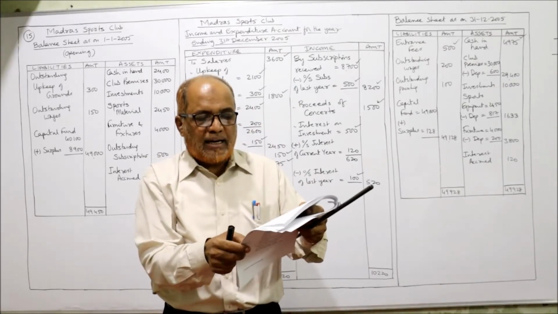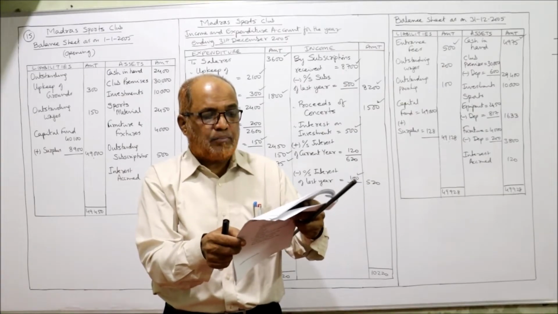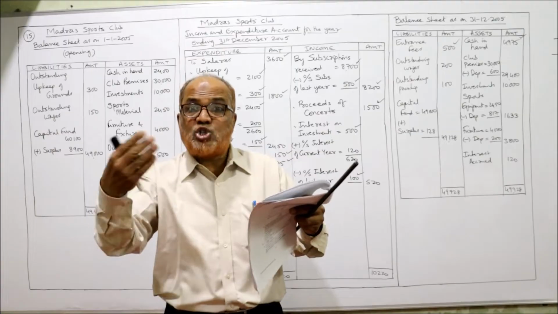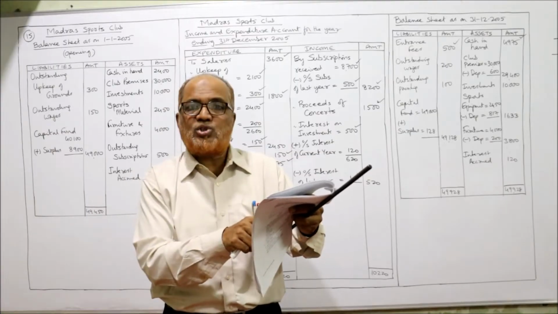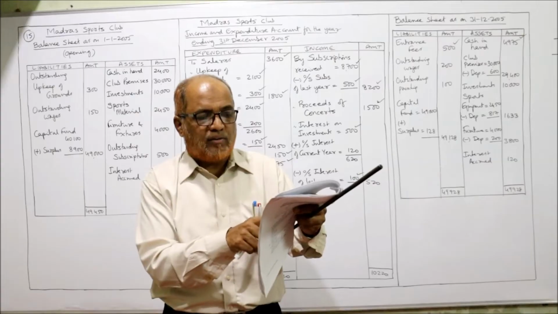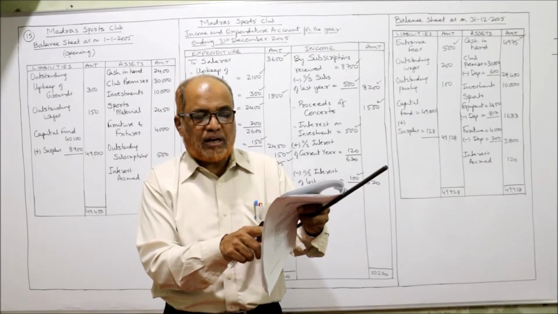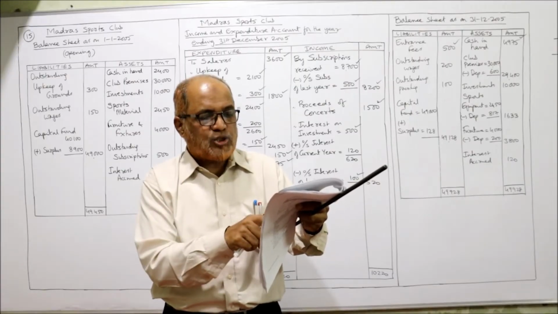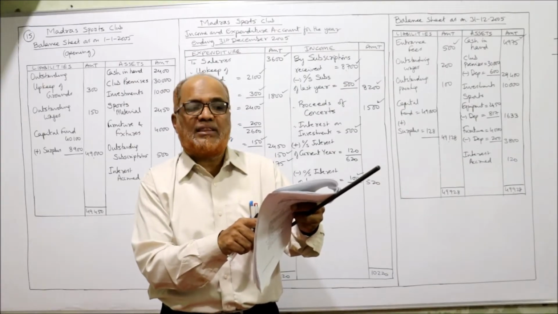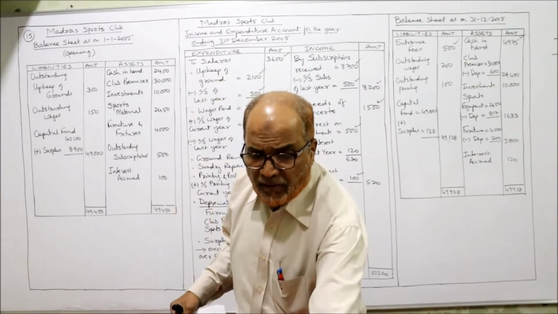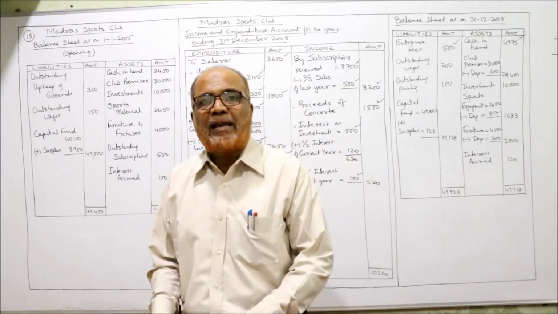And the outstanding liabilities on 31st December 2005. End of the year, 31st December 2005, outstanding liability. Wages are outstanding 200, printing 100, interest accrued and outstanding on investment 120, depreciate club premises by 2%, furniture by 5%, and sports equipment by 33 1/3%. That's it. So first of all, we will make the opening balance sheet.